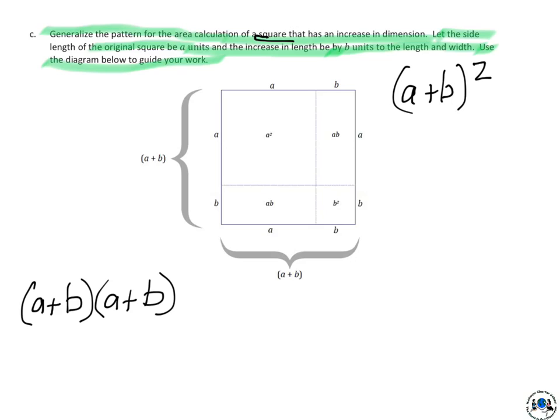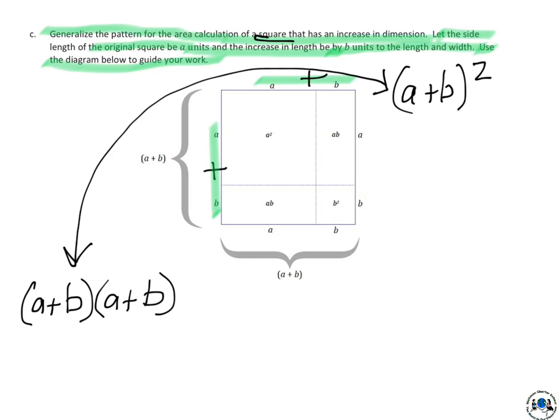Because what we are doing is multiplying a plus b, right here, times a plus b, which is over here, okay? So these two are, in fact, the same expression, okay? The same expression, all right?